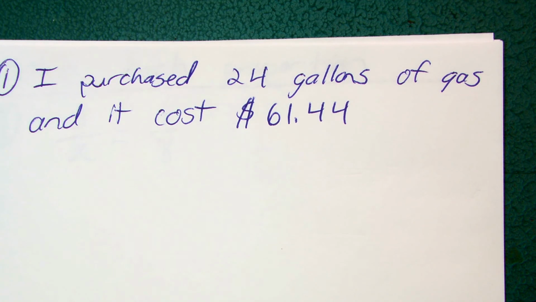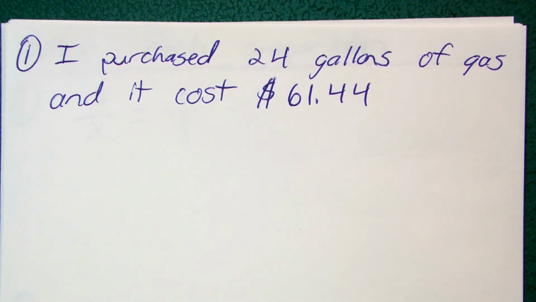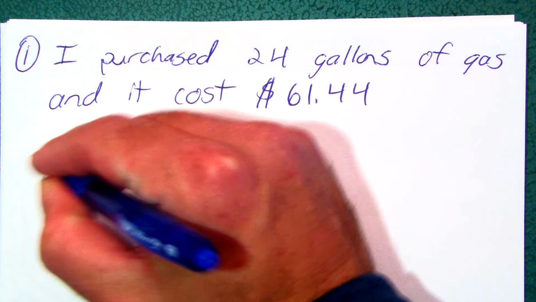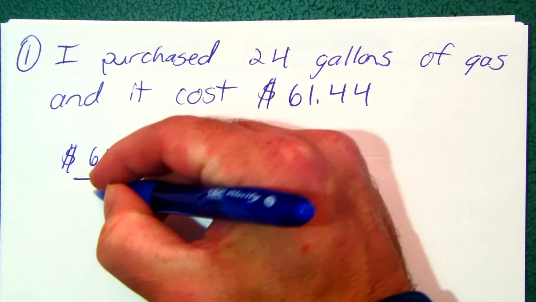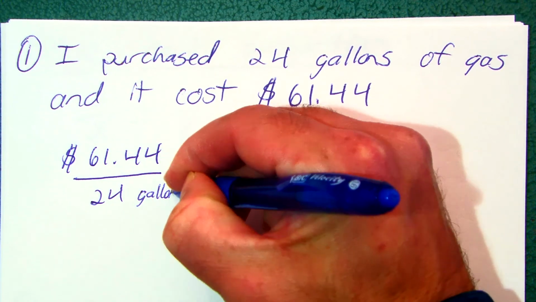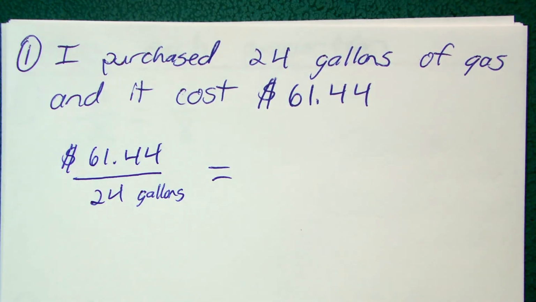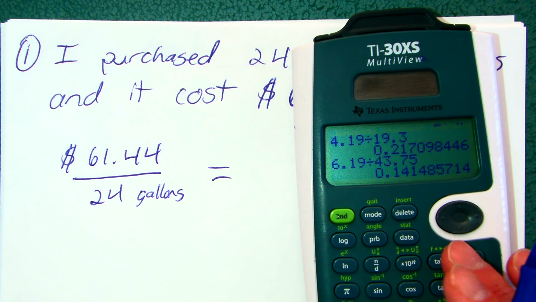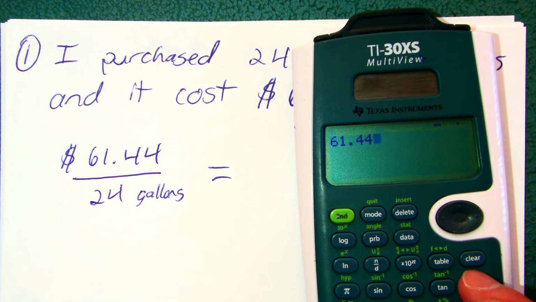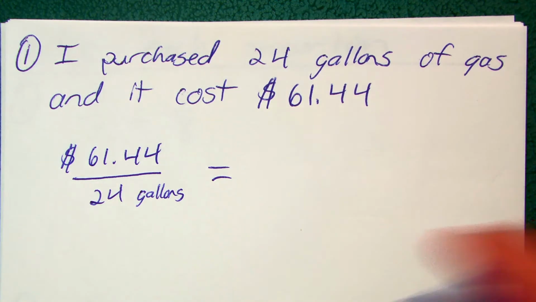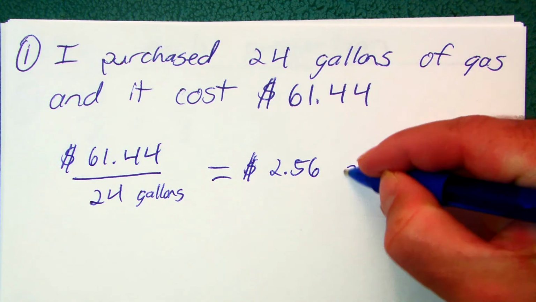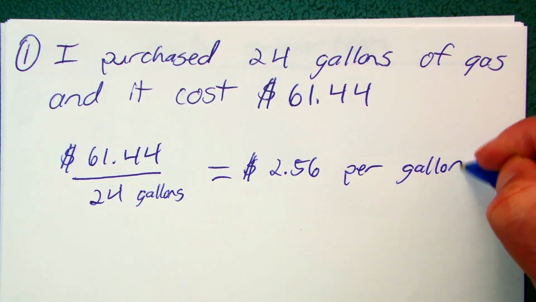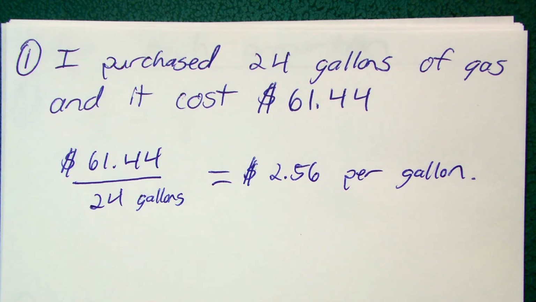Going back to my gas example, I said I purchased 24 gallons of gas, and it cost me $61.44. So we take $61.44 and divide that by 24 gallons. The big thing I'm looking for here is not just the math, because the math isn't too bad. We just have to do 61.44 divided by 24, and we get 2.56. This is $2.56 per gallon. Make sure you're putting the label there. That's really what I'm most concerned about here.